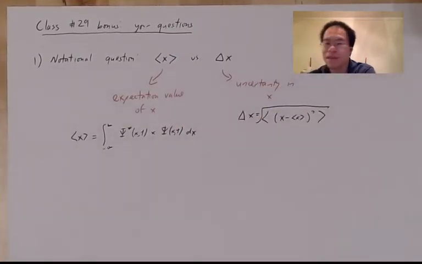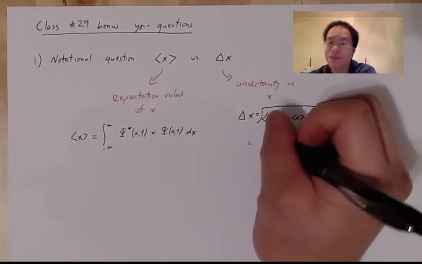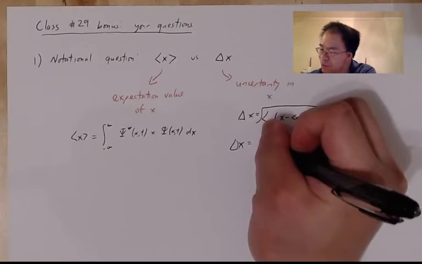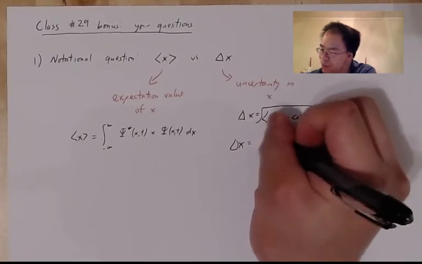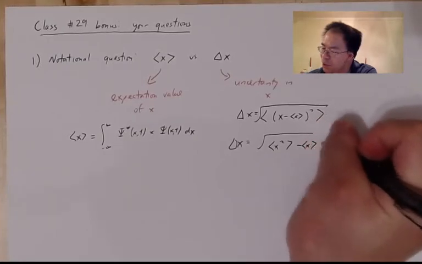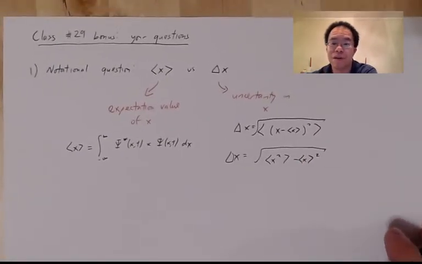Equals, whoops. Or I think of this in terms of that theorem we've been using, where delta x equals the square root of the expectation value of x squared minus the expectation value of x, the quantity squared.